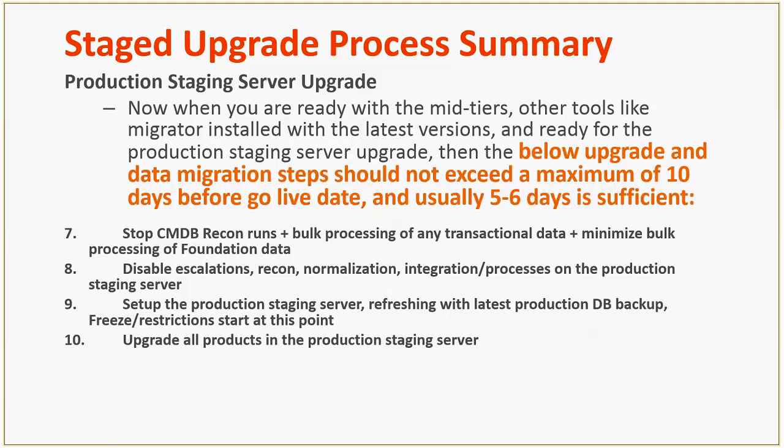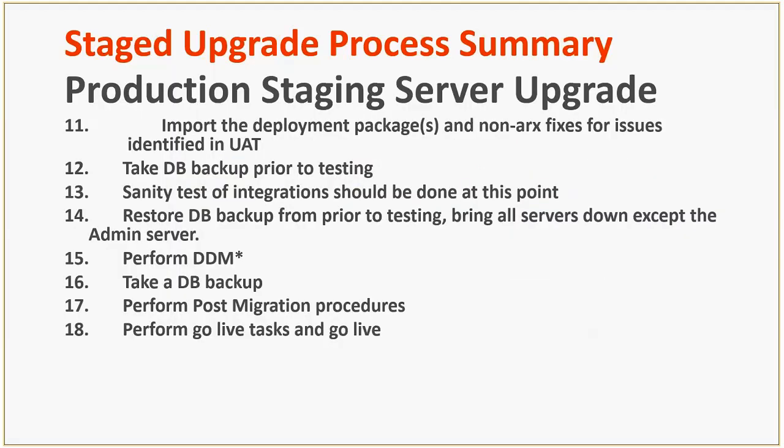And then step 8 is a kind of a recap where you disable escalations even before you restore the DB backup on the server, and then you disable other processes during your upgrades. So that's what we talked about earlier. And then setting up your production server, and then upgrading all products. That's pretty much it. And then step 11 is basically we already have the packages ready.